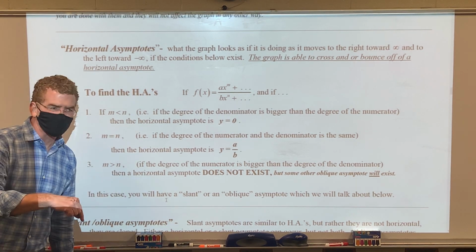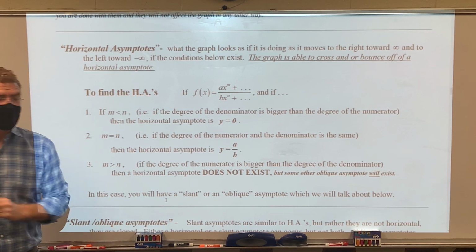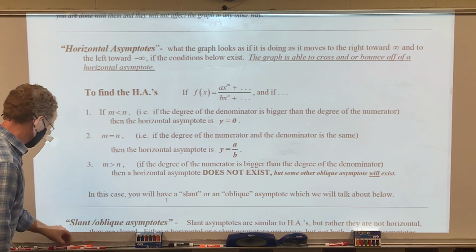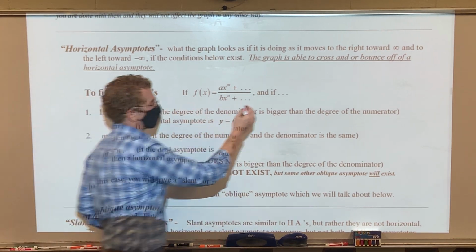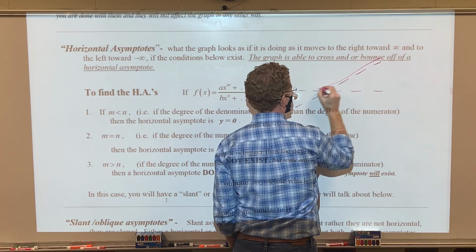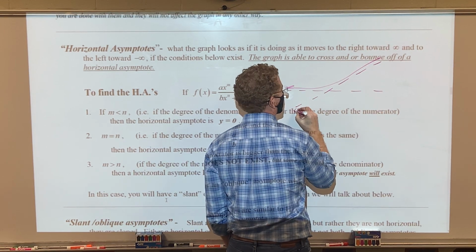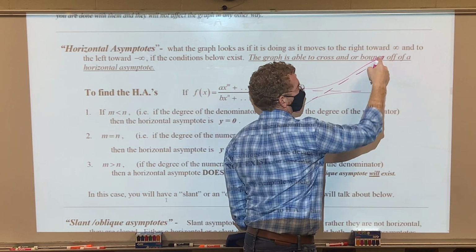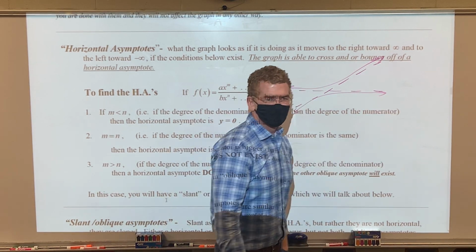But remember, if you don't have a horizontal, you're going to have a slant or something else. If you have a slant or something else, then you won't have a horizontal. Because the graph can't be doing this, can it? Can your graph have a horizontal and a slant? Let's think about it. Could it do something like this? And if not, tell me why. Why can't a graph follow a slant and a horizontal?